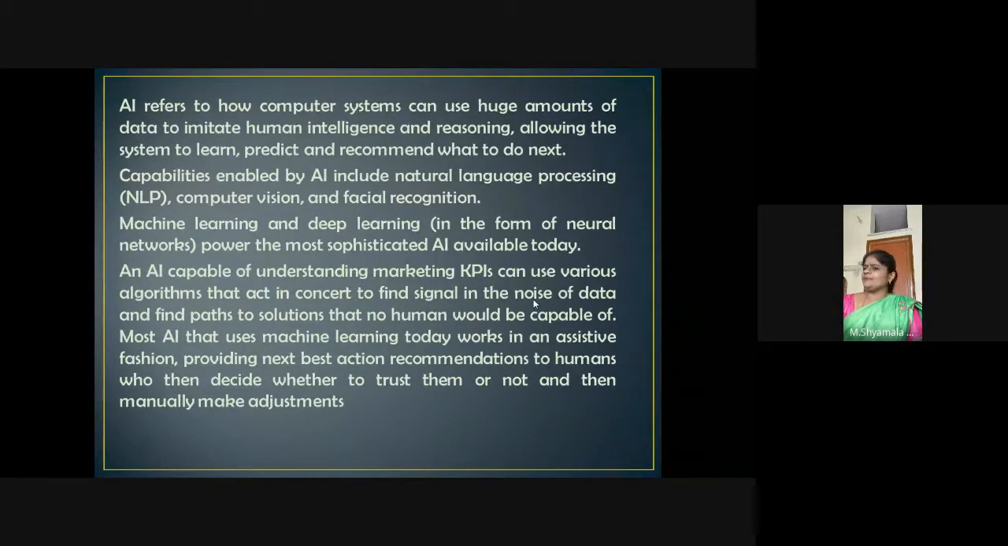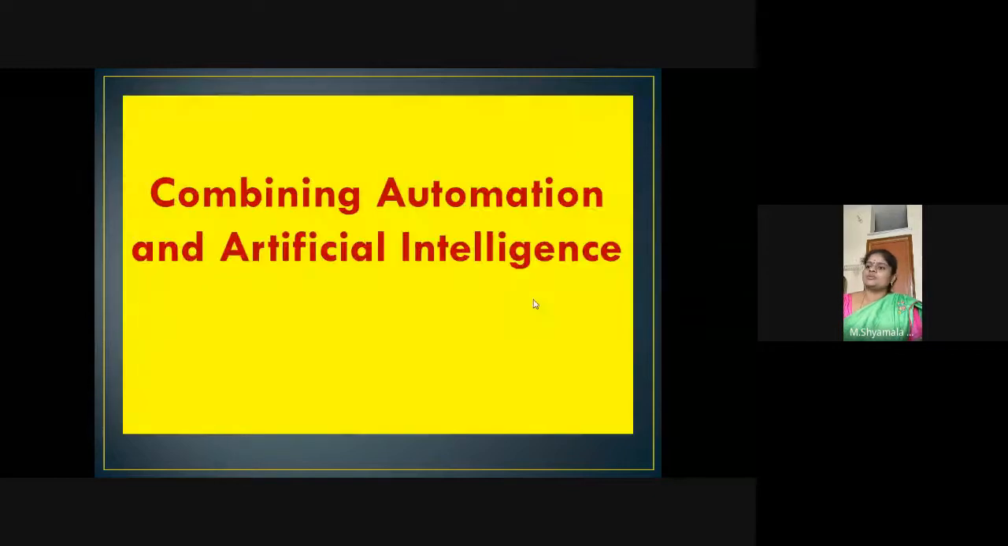And AI capable of understanding marketing KPIs can use various algorithms that act in concert to find signals in the noise of data and find paths to solutions that no human would be capable of. Most AI that uses machine learning today works in an assistive fashion, providing next best action recommendations to humans, who then decide whether to trust them or not and then manually make the adjustments.